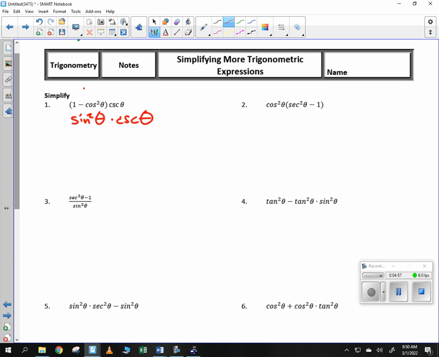Now the problem is very similar to what we did yesterday. I'll rewrite in terms of sine and cosine. So sine squared of theta over 1 times, anybody remember how I rewrite cosecant? 1 over sine. What's going to happen? Yep, so you end up with just sine of theta.